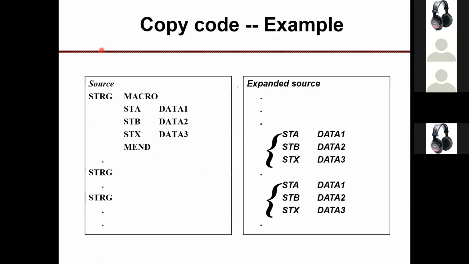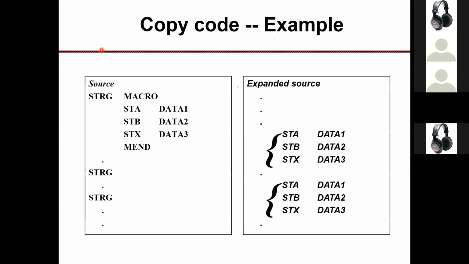Okay, so here on the left you will see how you could write some source code to do a macro. There you have the symbol STRG for string. We use MACRO to say we're creating a macro, and then the programmer programs what they want the macro to do: store A, store B, store X register with DATA1, DATA2, DATA3. And then we have the MEND, or macro end, assembler directive saying that's the end of this macro, and everything else beyond that is just regular assembly source code like we saw before.